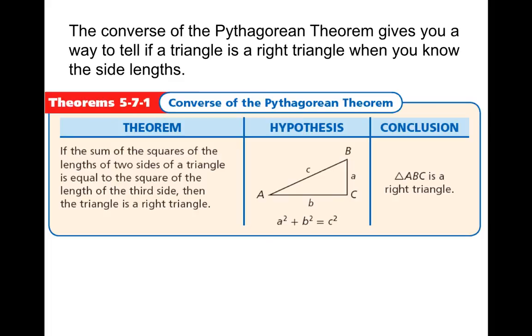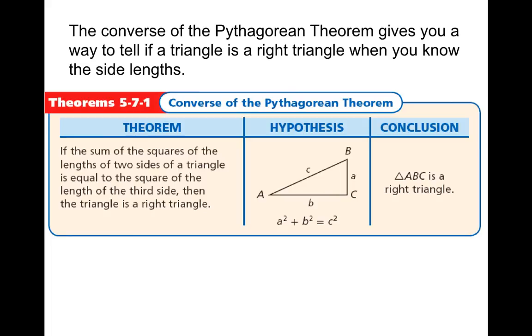Now let's talk about the converse. Converse means we're switching the order of the information. So where the Pythagorean theorem needed a right triangle to begin, this will have a conclusion that there's a right triangle. So this is part of how we will know what kind of a triangle it is. I think you might need to write the words down, the hypothesis, conclusion, so I think you need to pause me.